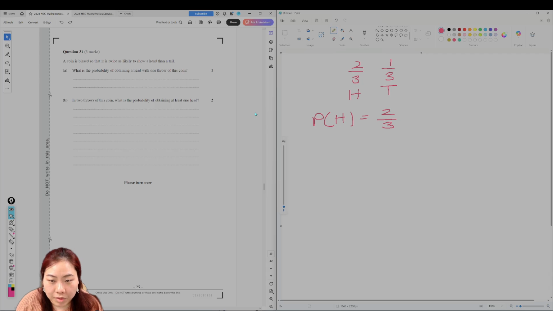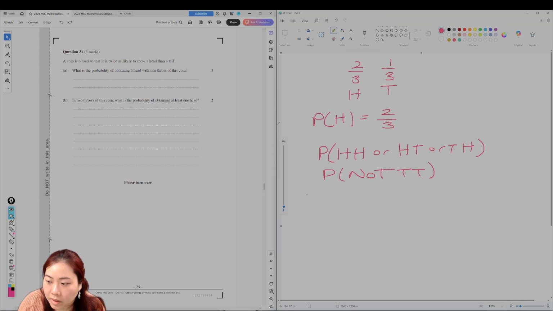B. In 2 throws of this coin, what is the probability of obtaining at least 1 head? So what's that like? So we have head, head, or head, tail, or tail, head. Or we could say probability of not both tails. I think I'll do that one. So probability of not both tails is 1 minus 1/3 times 1/3, which is 1/3 squared. So it's 1 minus 9th, which is 8/9. Let's see.